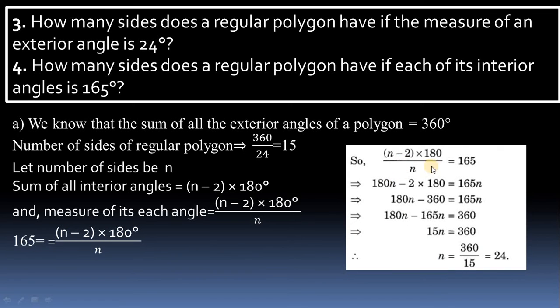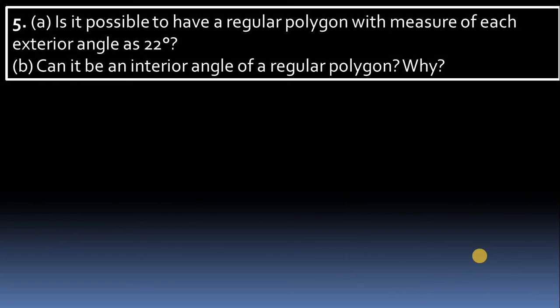You can do it like this. Multiplication is there, so (n minus 2) into 180 equals 165 n. We simply do the multiplication: 180 into n is 180 n, then minus 2 into 180, and this n will move to that side. So 180 n minus 165 n is 15 n. Divide this number by 15, and you get the answer 24. So it means how many sides? 24 sides.